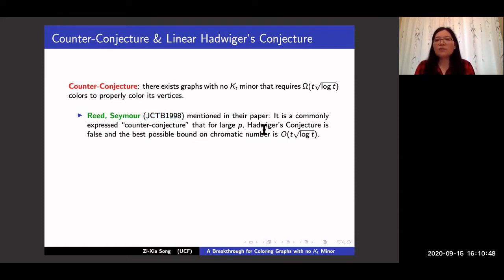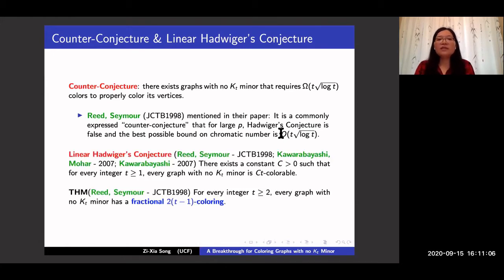They mention in their paper that it is a commonly expressed counter-conjecture that for large t, Hadwiger's conjecture is false, and the best possible bound on chromatic number would be big O of t square root log t. That's the one. In the same paper, they give the linear Hadwiger's conjecture. They believe there exists a constant C such that every graph with no K_t minor is Ct-colorable.